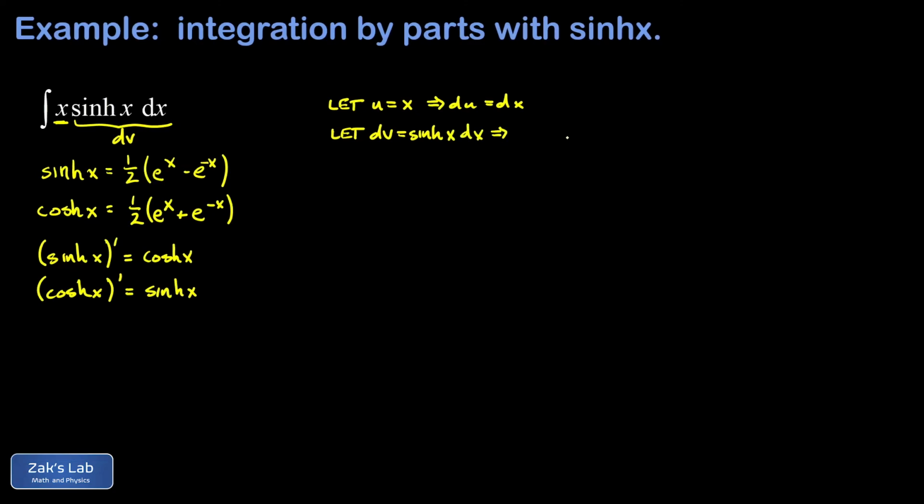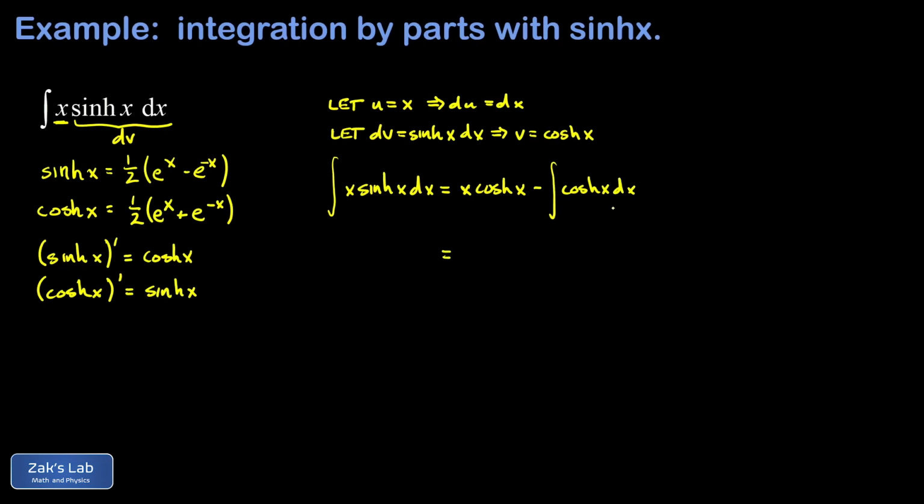Now we simply guess what's the antiderivative of the sinh function, and we know it's the cosh function. So we find that v is equal to cosh of x. Now we apply the integration by parts formula, and our original integral will be broken into two terms. One of them is u times v, and that's x times cosh x. And then we have minus the integral of v du, which is cosh x dx.